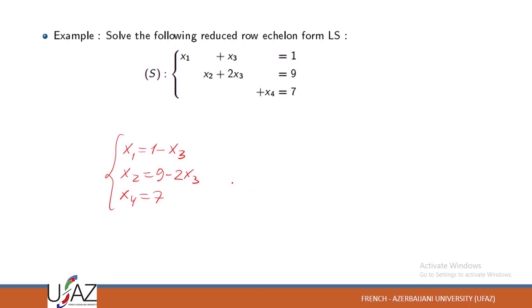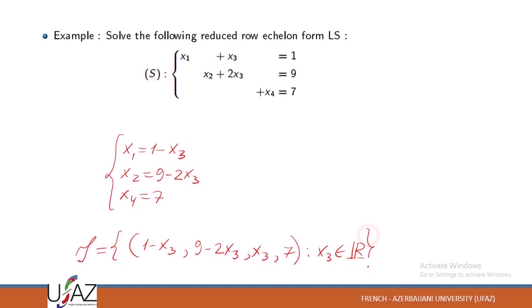Taking any value for x3, we can define the solution of the system. We have infinitely many solutions. And the solution set will be this one: 1 minus x3, 9 minus 2x3, x3, and 7. Here x3 is any real number. That's all.